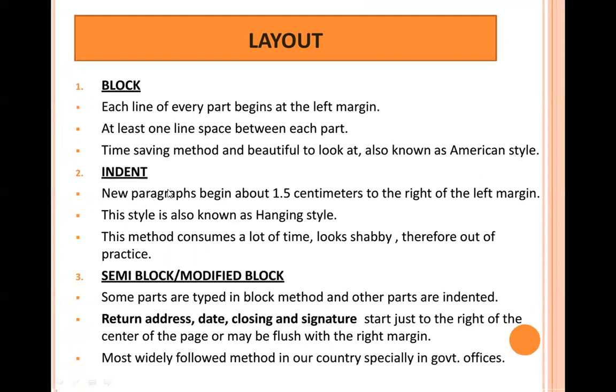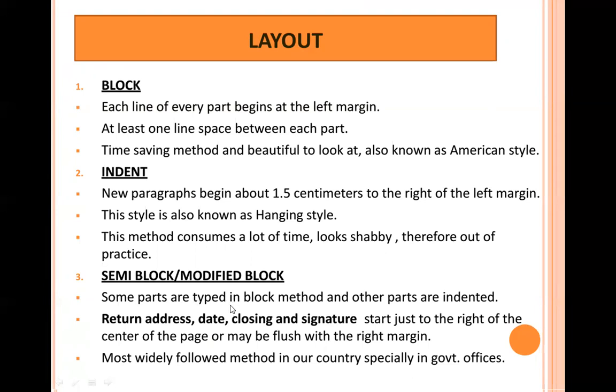When we talk about indent method, in this, a new paragraph begins a little bit, about 1.5 centimeters, to the right of the left margin. This style is known as hanging style. It consumes a lot of time. It looks shabby also, and it is now out of practice too.